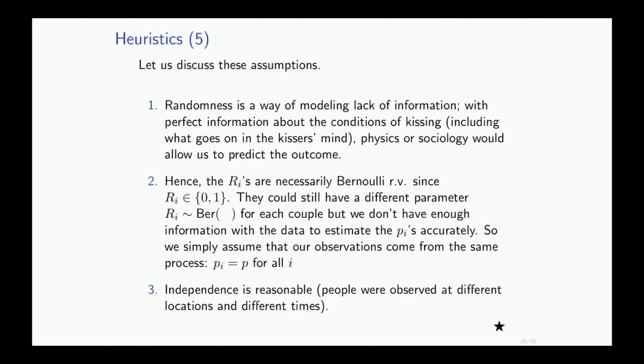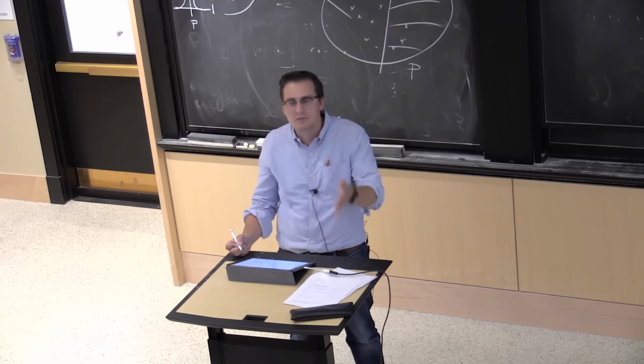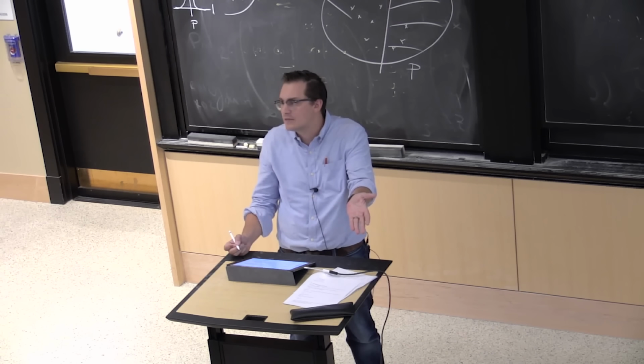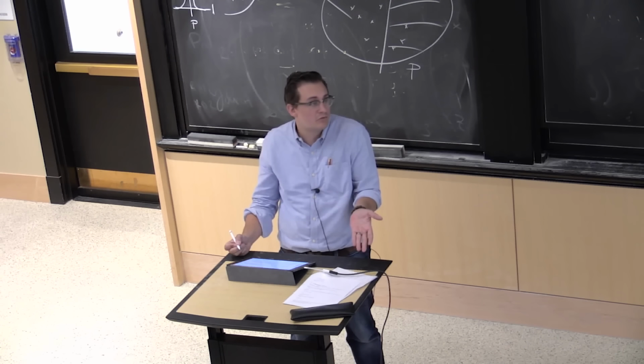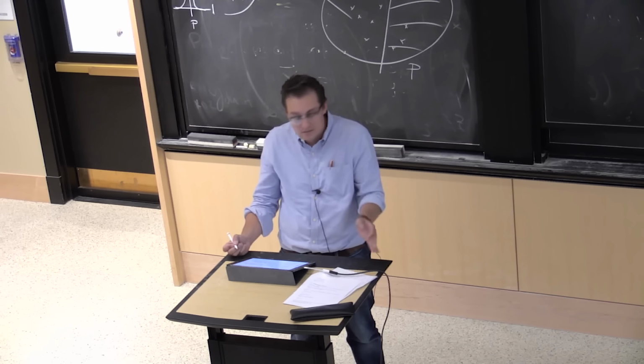Now, they could have been, as we said, a Bernoulli with parameter p. For each i I could have put a different parameter. But I just don't have enough information, right? What would I say? Well, the first couple turn to the right. p1 has to be 1. That's my best guess, right? The second couple kiss to the left. Well, p2 should be 0. That's my best guess.